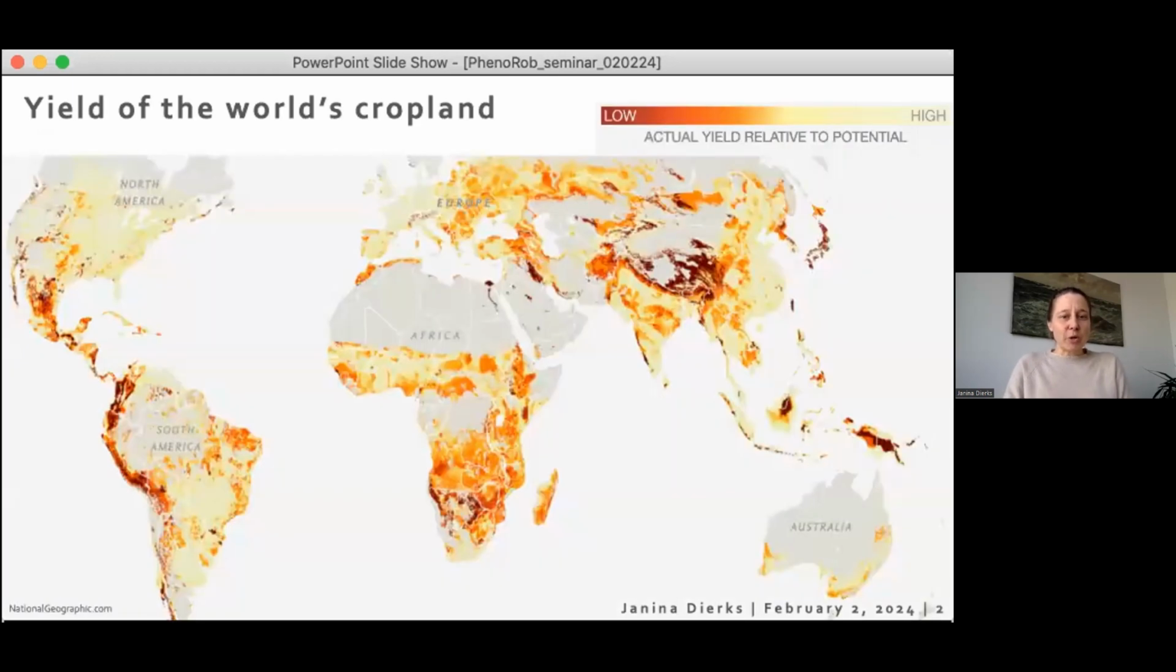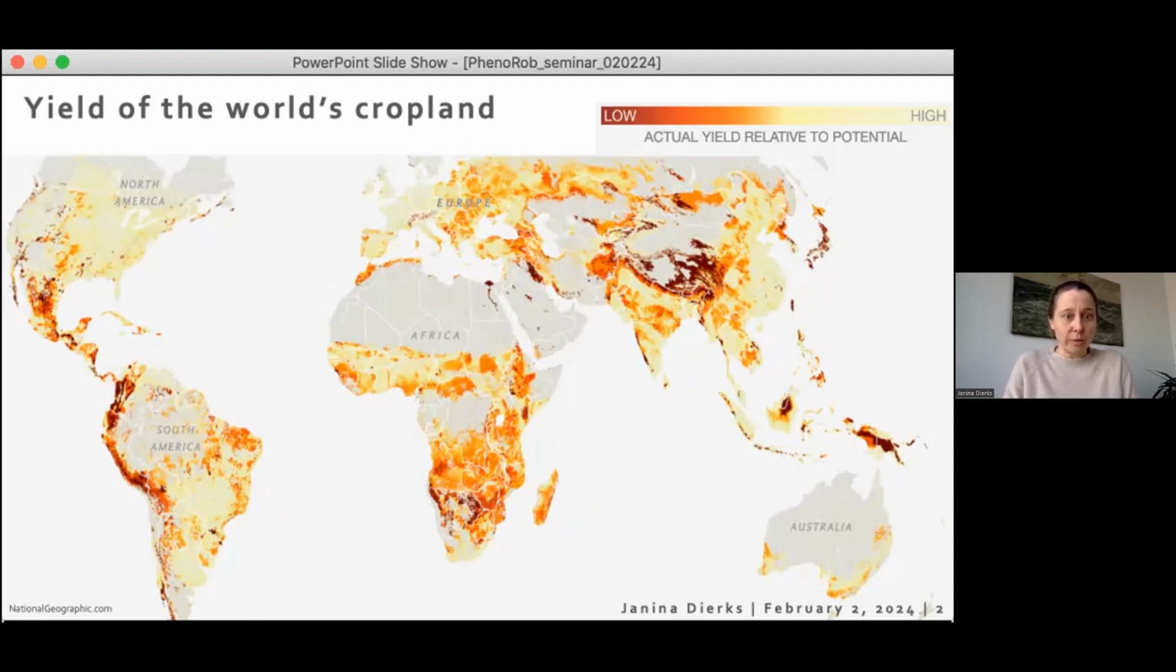Agriculture occupies almost 40% of the Earth's ice-free terrestrial surface, and this map shows the world's croplands yield that is gained relative to the potential yield that could be achieved in any given area. The yellow shows high-yielding areas, and the orange and red show areas where yields could potentially be much higher than they currently are.